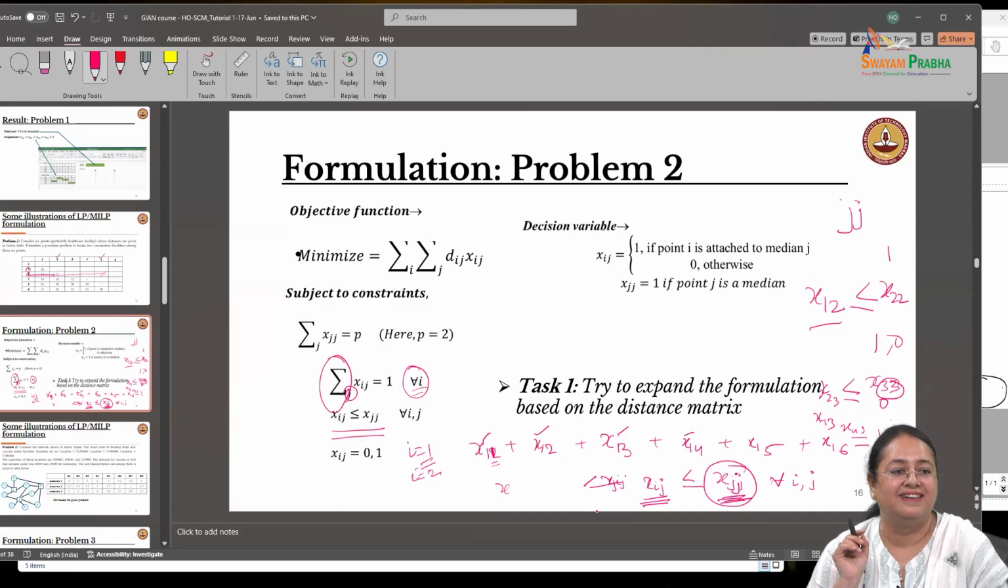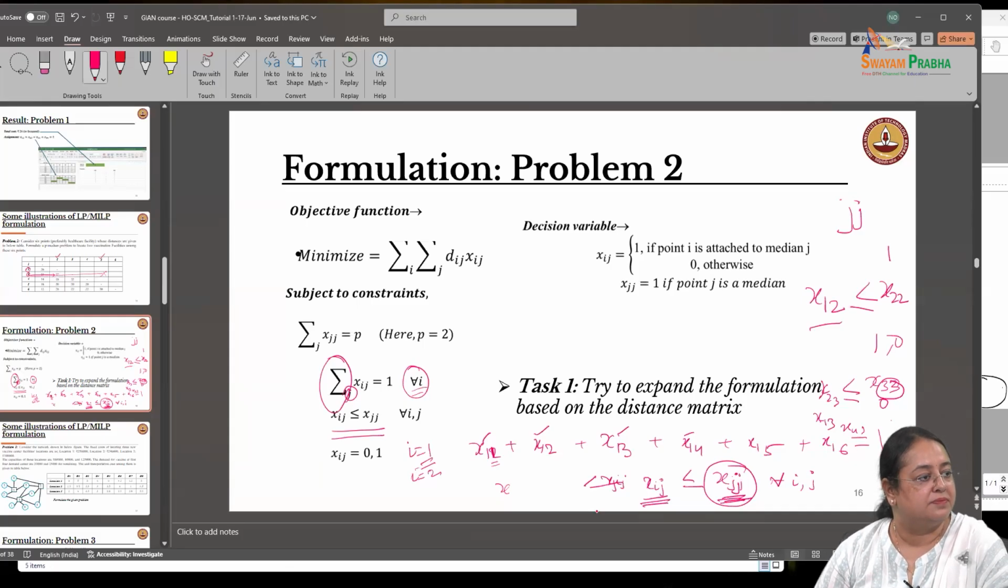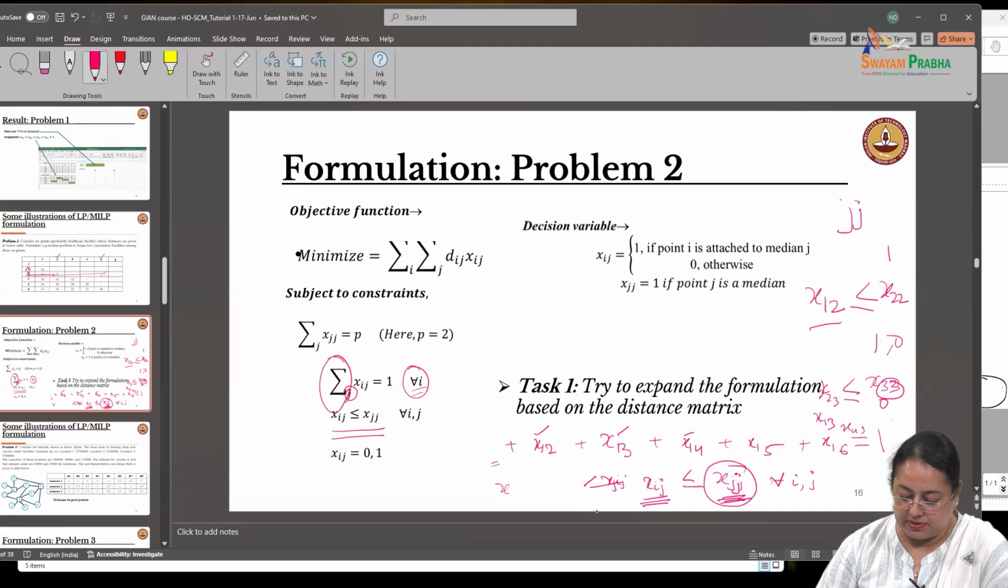Are you all with me? It's a little difficult, but when you see it, you will understand. Every constraint has a meaning. No, Xjj can take 1 and 0 value. Xjj can be 1 or 0.